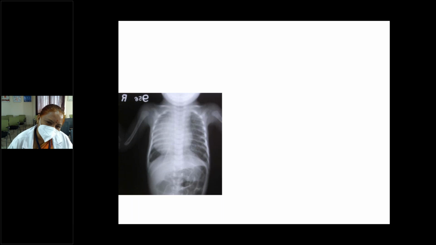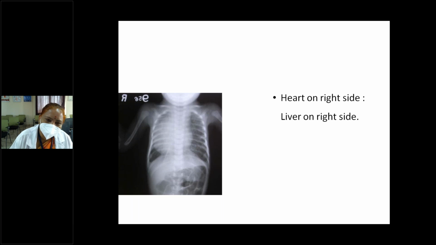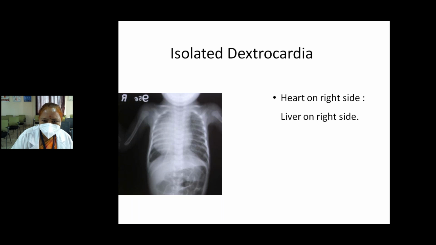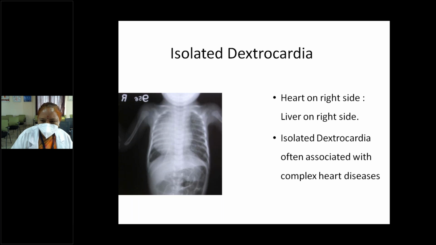Good. So among isolated dextrocardia and situs inversus, which one is more complicated? In which condition will there be chances of complicated congenital complex heart diseases? Isolated dextrocardia, ma'am. That means VSD, PDA, TGA, truncus, multiple malformations will be there in isolated dextrocardia compared to situs inversus. So isolated dextrocardia is often associated with complex congenital heart disease. Poor prognosis will be there.